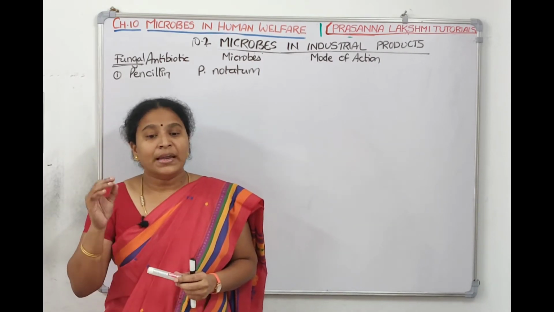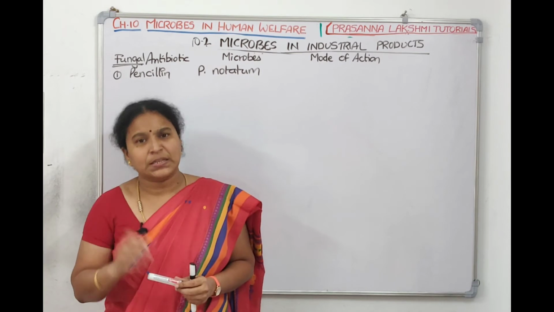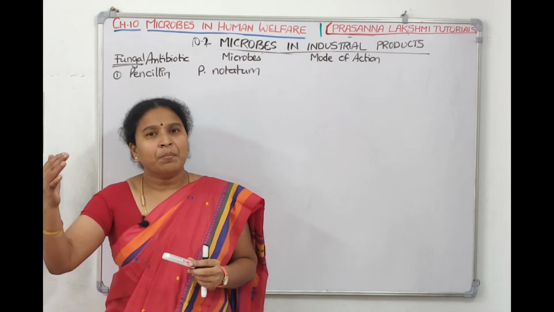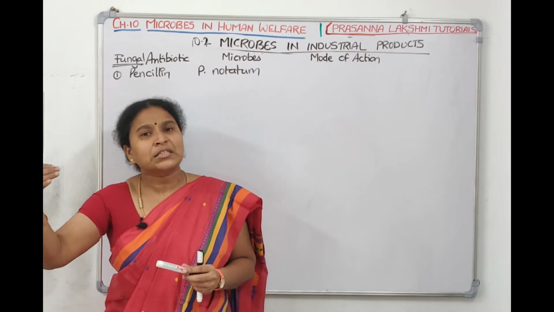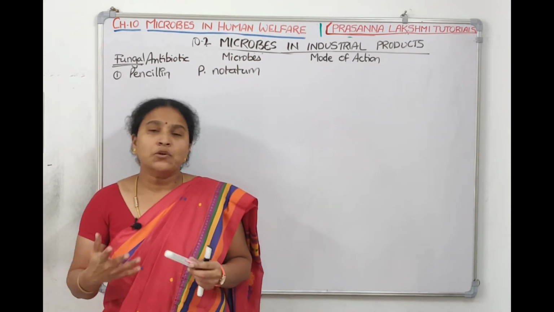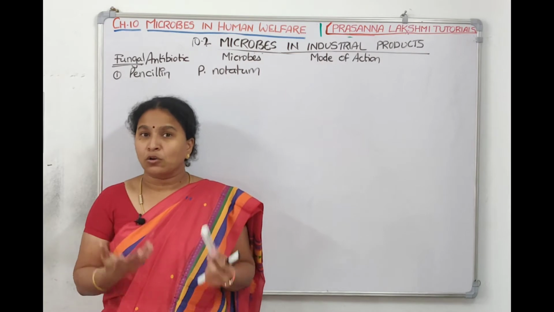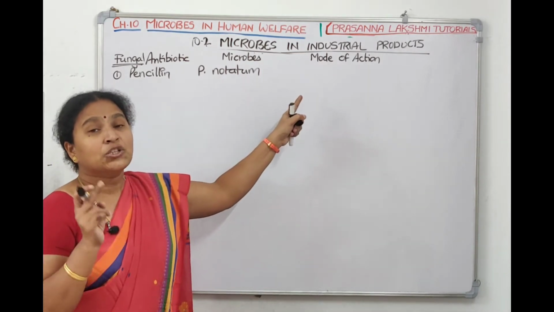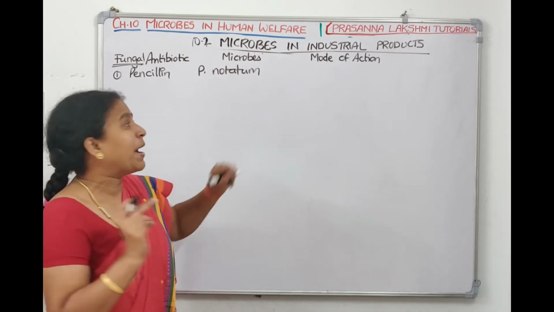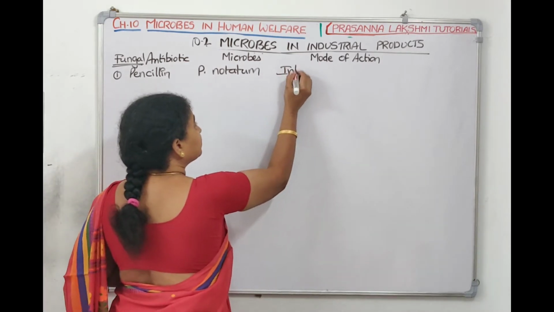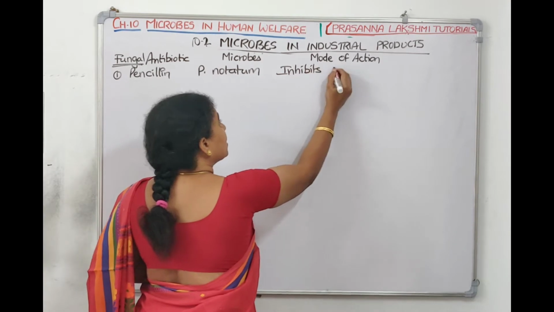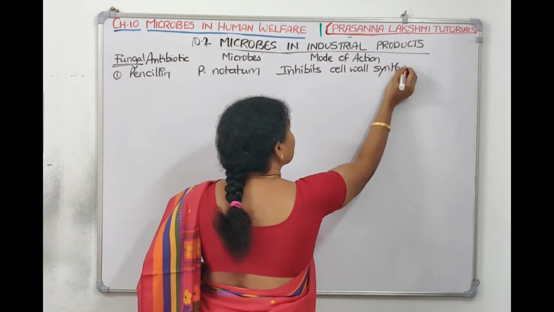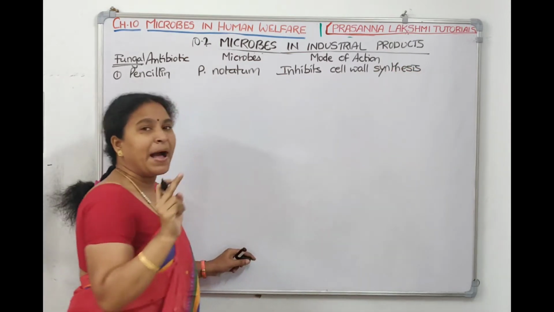How is it killing bacteria? Penicillin, what will it do? It will inhibit the cell wall synthesis. When the bacteria is multiplying, the new daughter bacteria has to make its cell wall. If a new cell wall is not made, the bacteria is not growing, then the bacteria cannot survive. The mode of action of penicillin is it stops the cell wall synthesis of the bacteria. It inhibits cell wall synthesis. In this manner, it controls the pathogen.